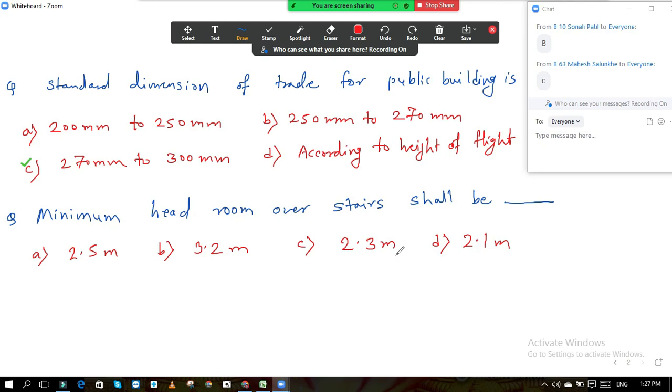Headroom means where our stair ends and we move to the terrace. When you are going to the terrace through stairs, at the end of the stairs, when you are entering, there will be a headroom. A room is provided, with the lintel level of that room. So what is the minimum headroom that is asked? The question is what should be the height?